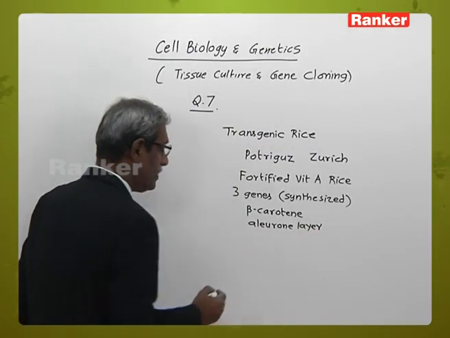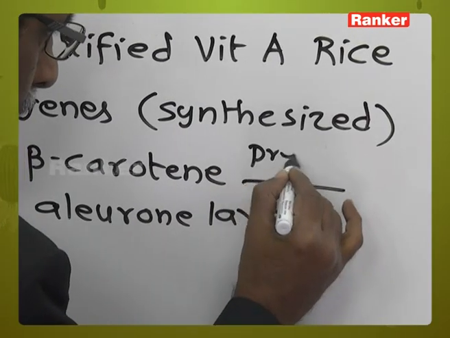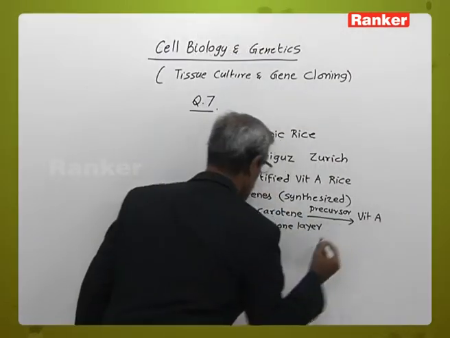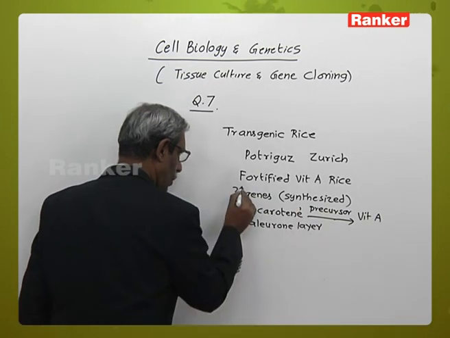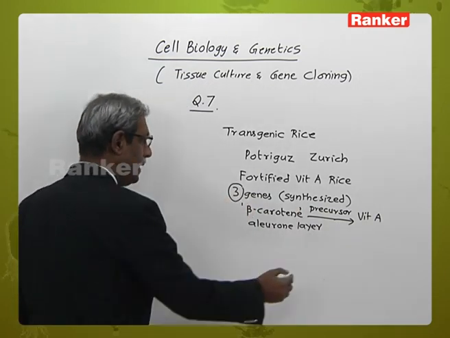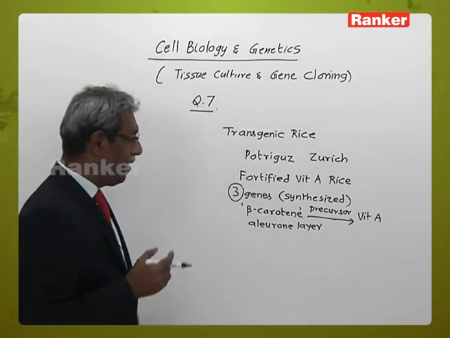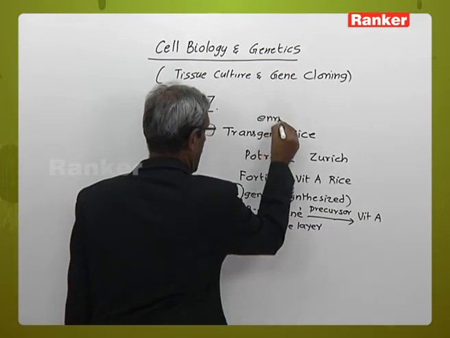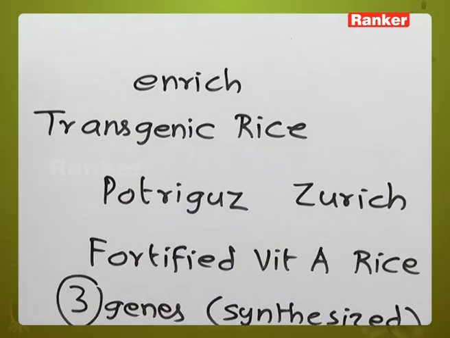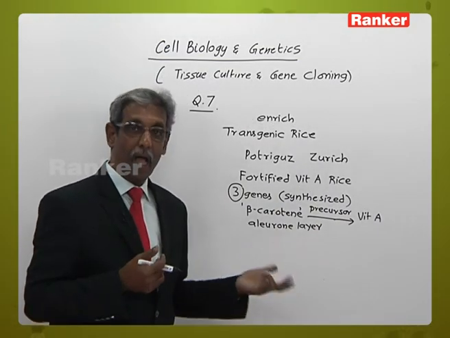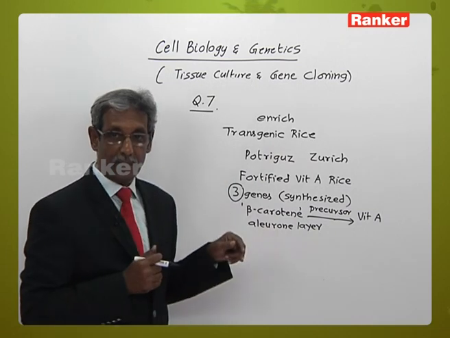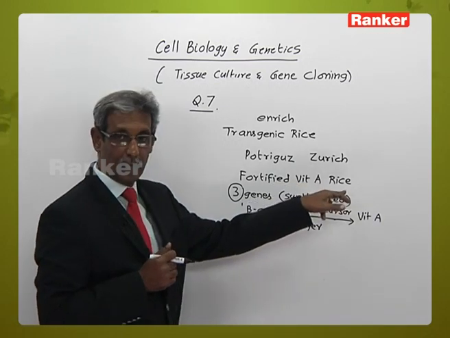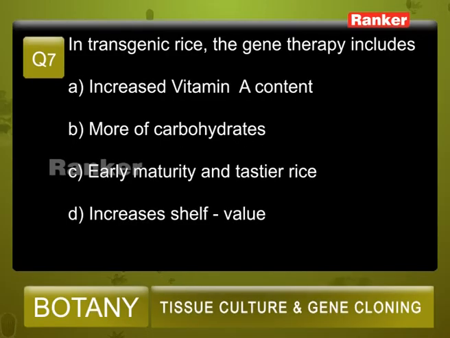So, beta carotene is a precursor for vitamin A. So, synthesis of beta carotene involving 3 genes primarily led to the development of fortified vitamin A, that is vitamin A was fortified or enriched. So, there was enriching of the rice plant so that when people consume rice they could get vitamin A after digestion. So, this is primarily termed as transgenic rice. So, transgenic rice is always related to vitamin A in the case of rice content. Hence, the answer is A.